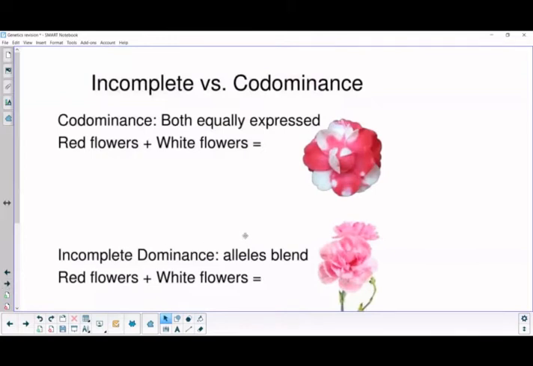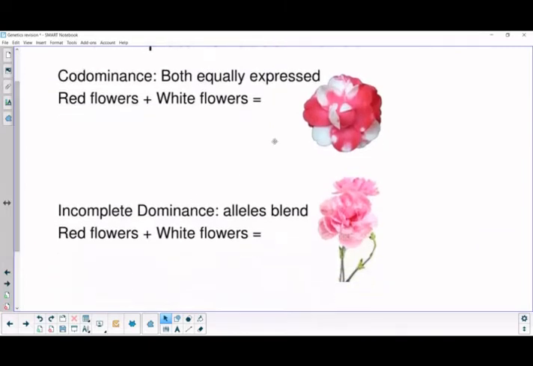Then let's take a look at codominance versus incomplete dominance. In codominance, we cross two flowers here, a red one and a white one, and both colors are showing. But when we're crossing them and it is incomplete dominance, we get a pink flower. Instead of both the red and white colors, we're getting an in-between color.